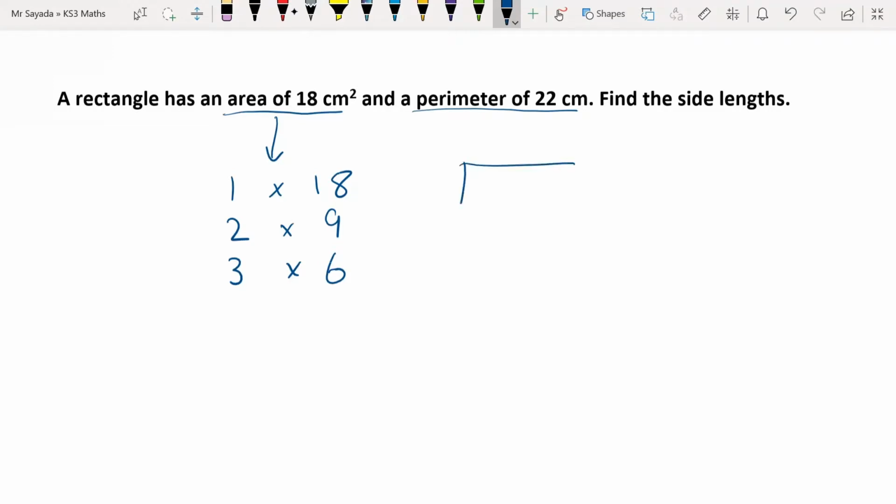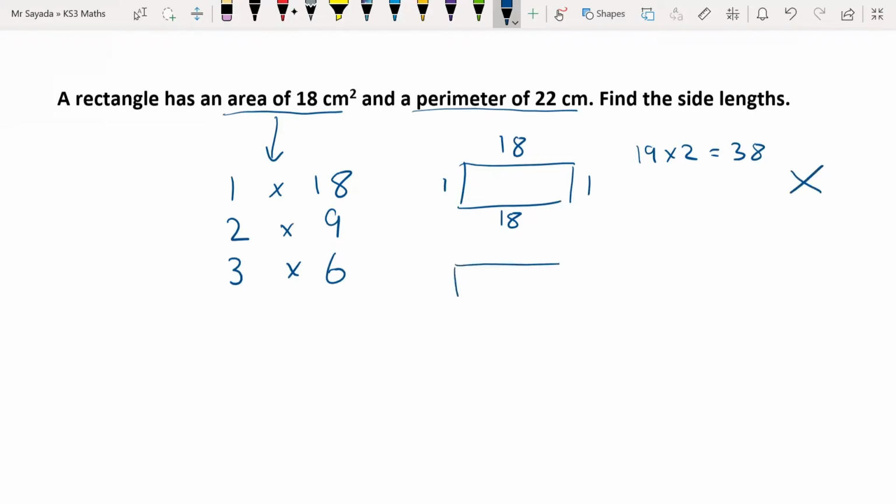So if I had a rectangle with 1 and 18, the perimeter of that rectangle would be 18 plus 1, which is 19, and then times that by 2 because you've also got this side and this side. So that would be 38. So the perimeter of this rectangle would be 38. So that one is wrong.